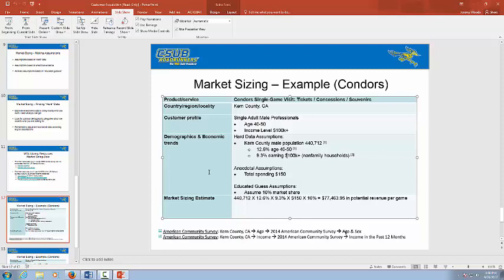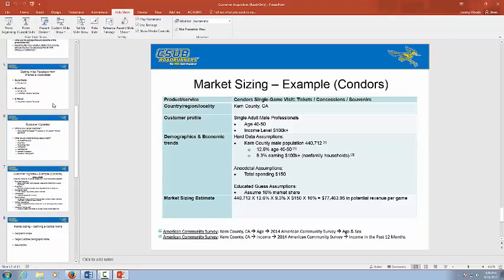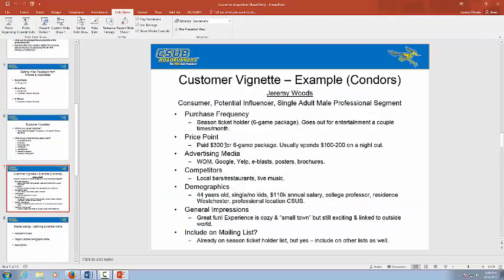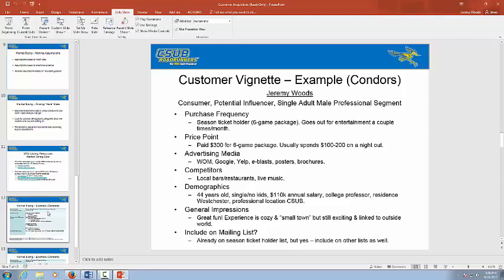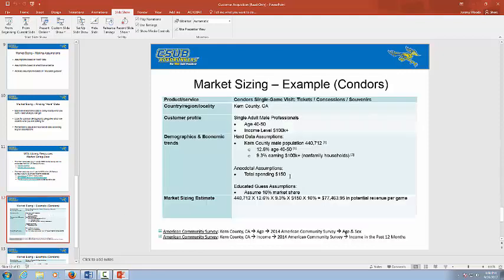Your anecdotal assumption about spending is based on what I said in the customer vignette about how much I'm willing to pay. So if you go back and look at that customer vignette on me, I usually spend $100 to $200 on a night out. So right in the middle of that is $150. If we go back here, total spending $150. So that spending number that you put in here is going to come from your customer vignette.